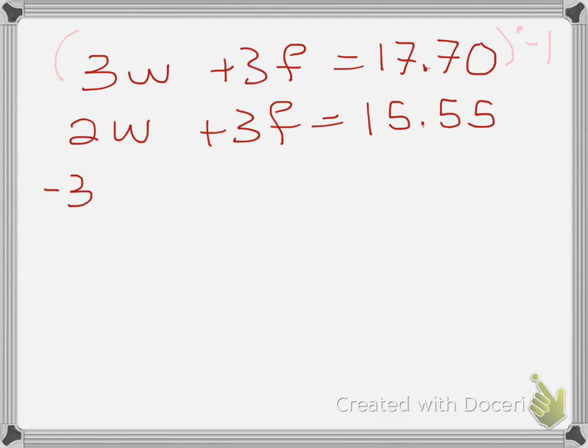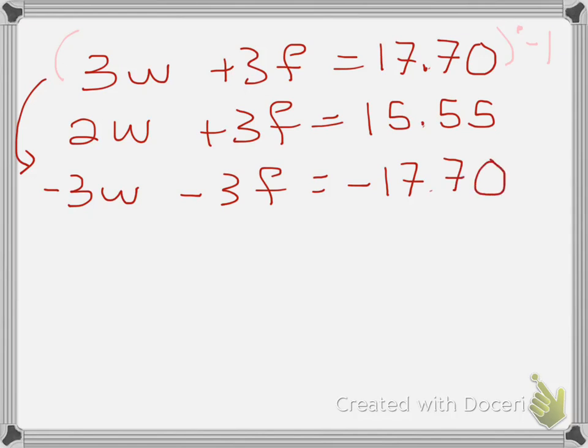If I did that and then rewrote it right below, I'd get -3W, -3F equals -1770. Now notice the reason that we did this is because this is a +3, and this is a -3. Those can now eliminate. So again, what we're going to do is eliminate one of the variables. It just makes it a lot easier. Next, go ahead and add the 2 equations: my second equation plus my new first equation.